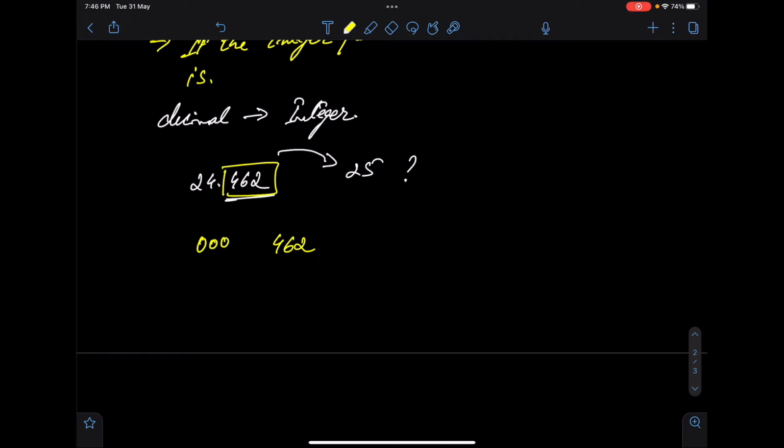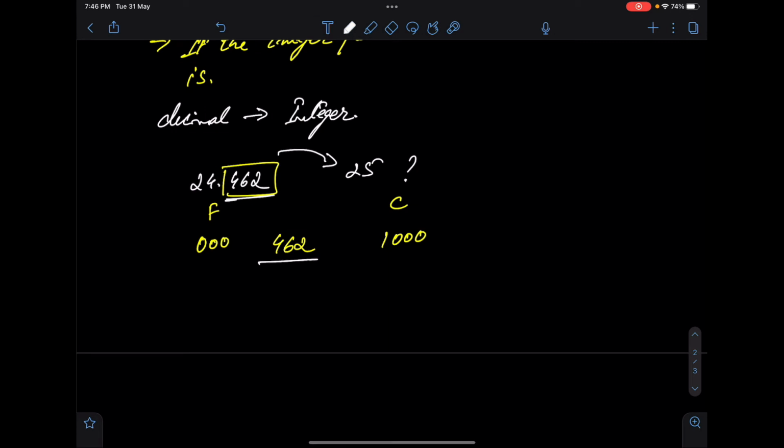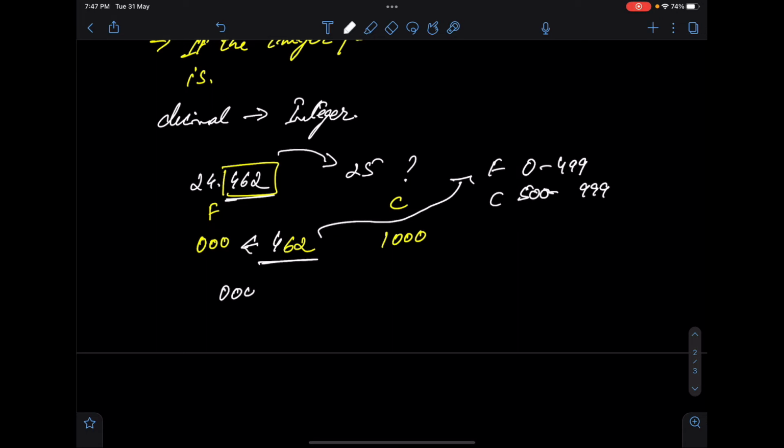So we have both the sides, floor and seal. Where does this go? 462 falls in the category of 0 to 499 part. Remember, you guys cannot forget this grouping thing, okay? It falls here, so it will be flowed down. So we'll have 0, 0, 0, 0. That means 24.462 will be converted to 24.000, which is simply 24.